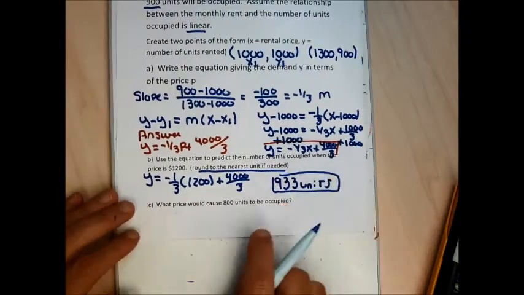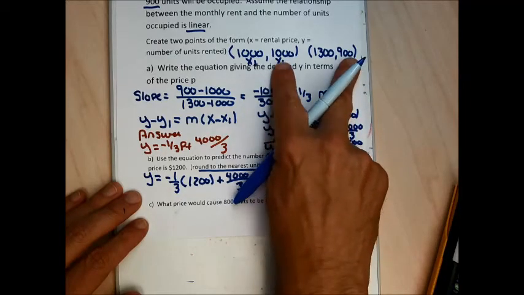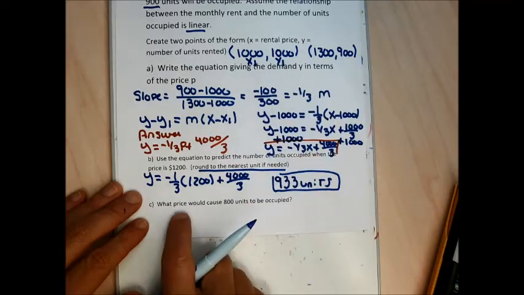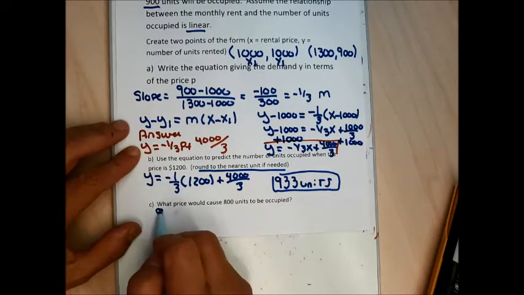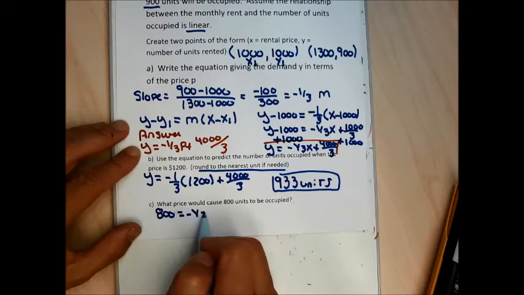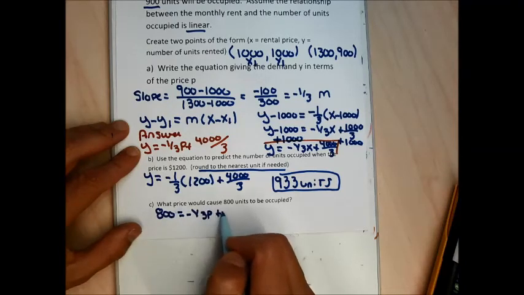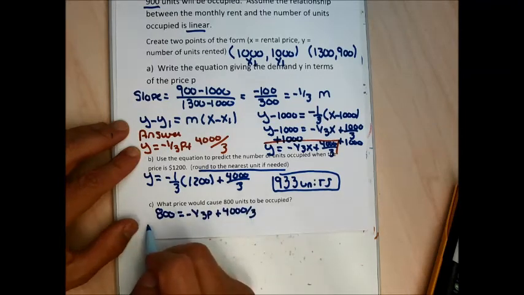When I go on to part C, it says what price will cause 800 units to be occupied. The 800 units is a Y because the Y is the number of units. I'm solving for P. So I'm going to go into this equation and put 800 in for Y: 800 equals negative 1/3 P plus 4,000 over 3.